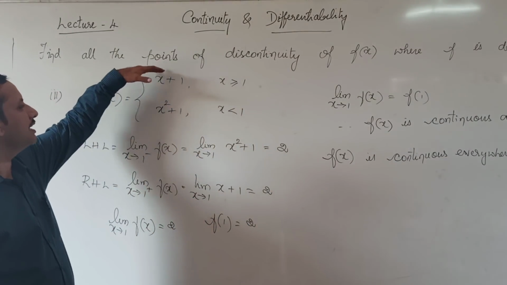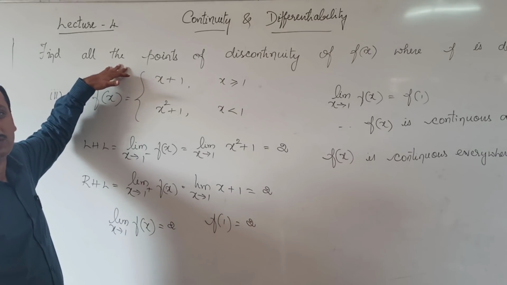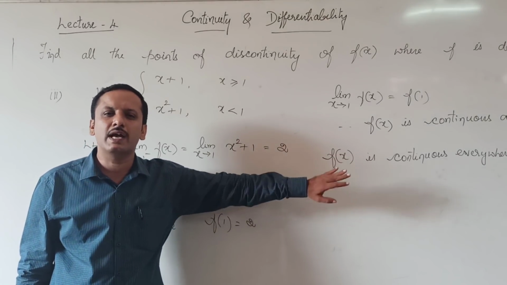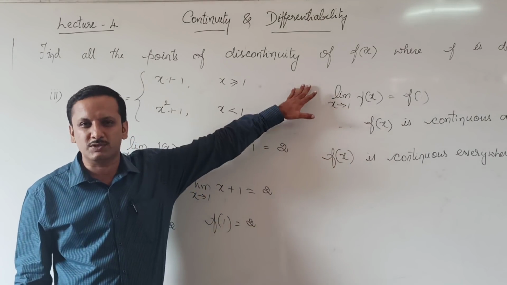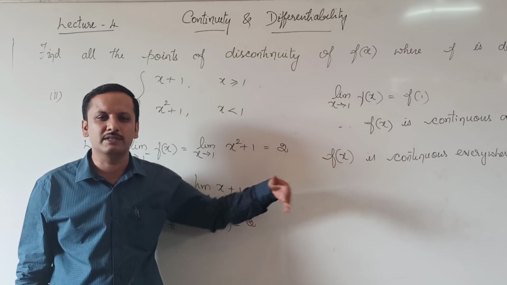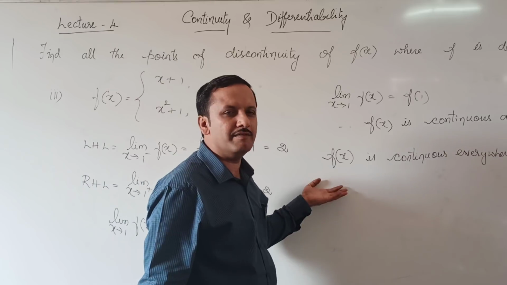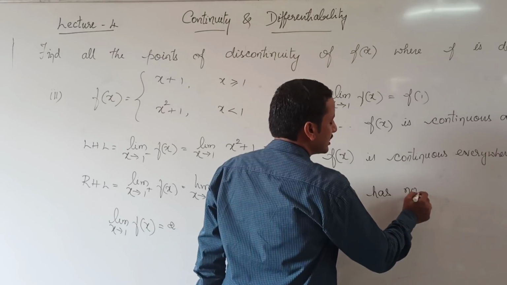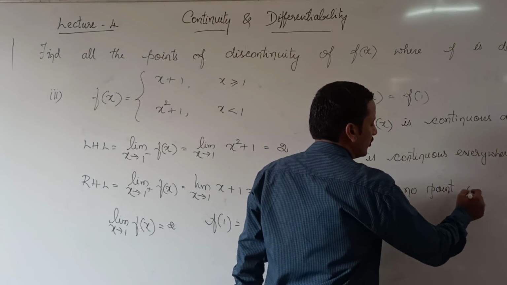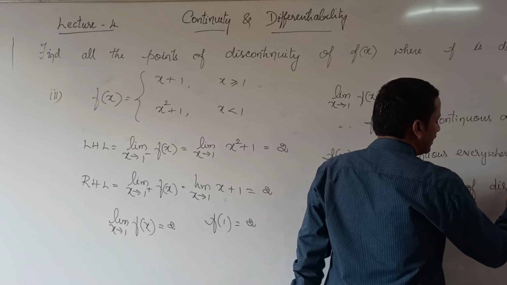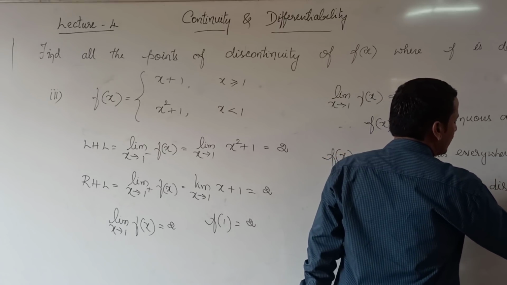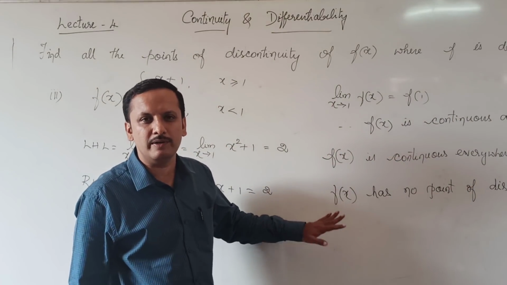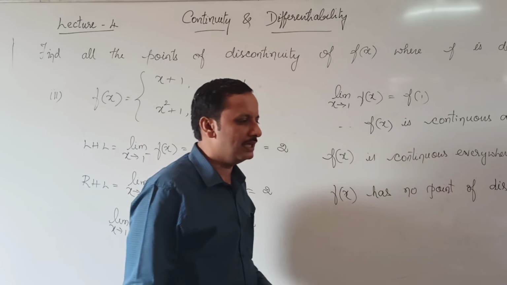Now look at what the question they have asked. They have asked us to find all the points of discontinuity for this function. And we have observed that this function is continuous everywhere. So then what is the answer for this question? All the points. Okay. What are the points? There is no point at all. So this is continuous everywhere. Hence, f of x has no point of discontinuity. Is it clear? Okay. Let's go to the next question.